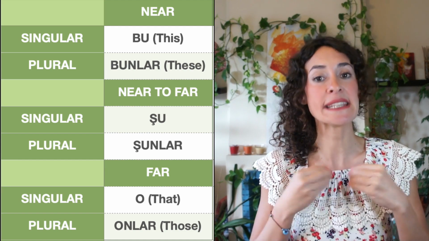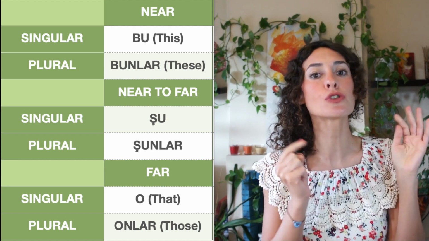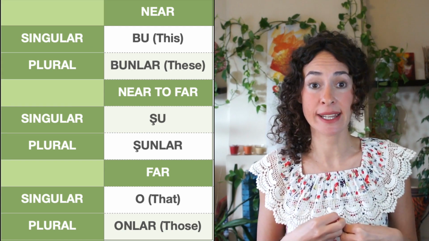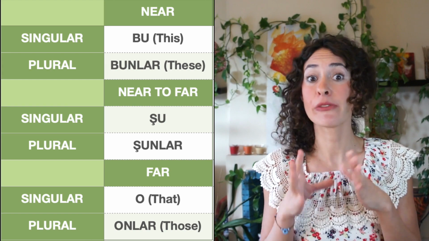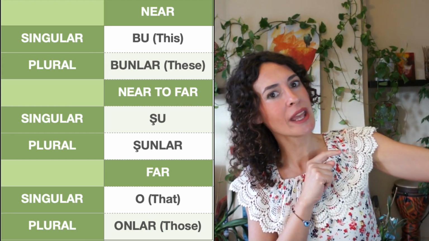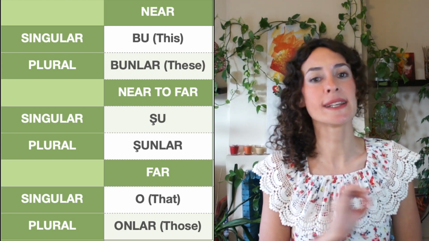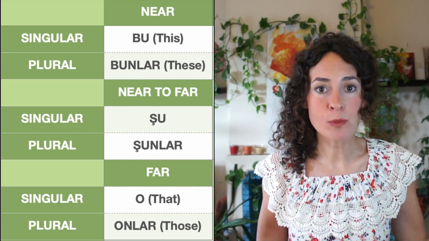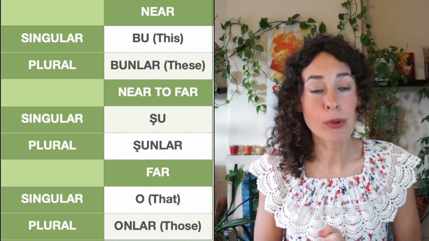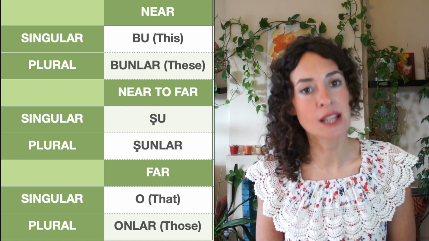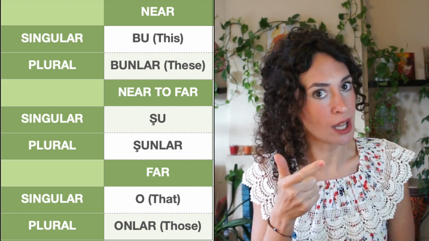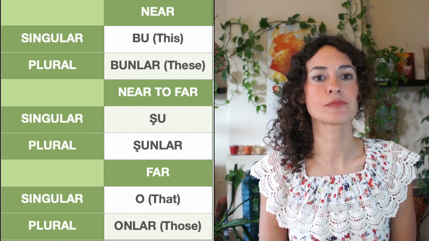If an object is near and singular, we use bu. The second part is different than English because English doesn't have this one. If an object is not very near, but not that far away, we use şu in a singular form. If an object is far away, we say o. And to make them plural, we add the suffix lar. And they become bunlar, şunlar, onlar.